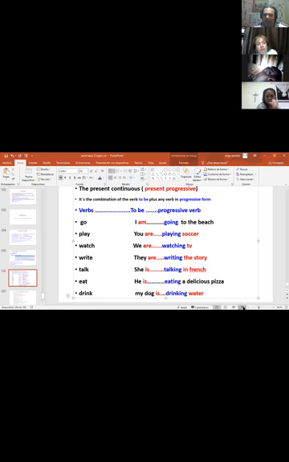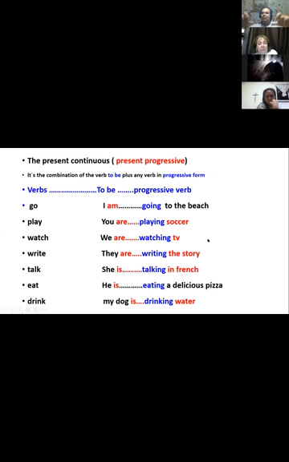Okay, lo voy a poner en grande. Okay, take a picture, tómale una foto. Okay, para que les quede de record. Okay, so you can have it as a record. So here we go. The present continuous, remember, is a combination of the verb to be and any verb in progressive form. Here we have the verb in progressive plus the information. ¿De dónde sacamos estos verbos en progresivo? De esta lista que está aquí. All right, like that. Very easy, very simple.